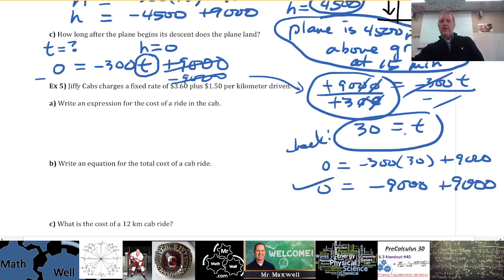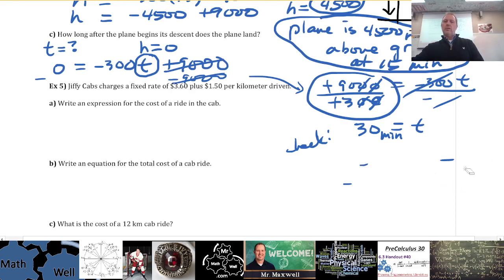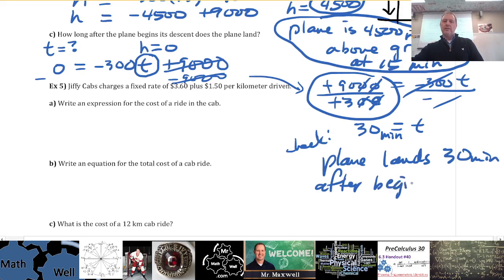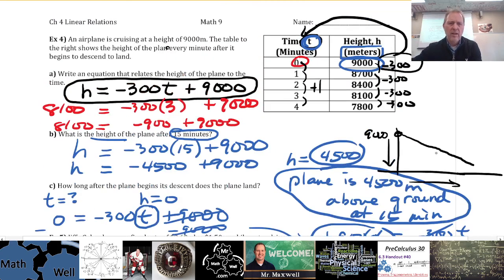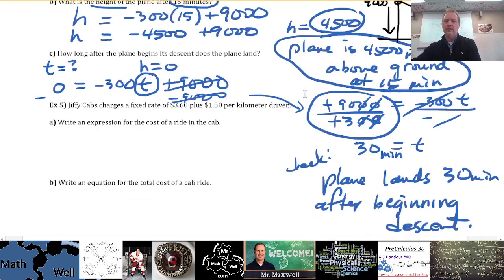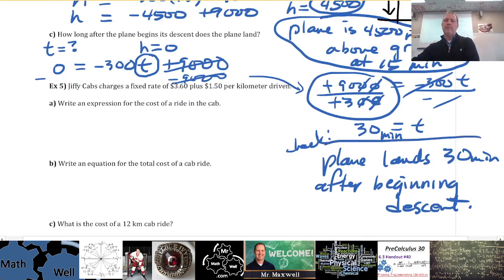So 30, I should make sure I put minutes there, 30 minutes, and a sentence would be best. So 30 minutes after the descent. So plane lands 30 minutes after beginning descent. Descent. Is that SC, right? DESC, correct? Yeah, DESC. After beginning descent. And to descend means to go down.